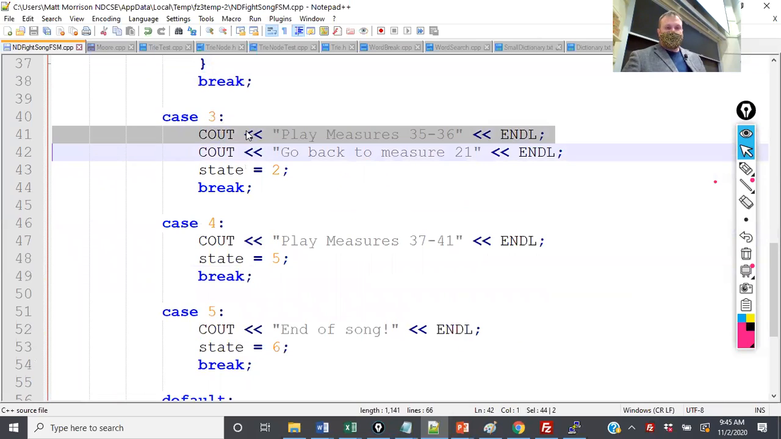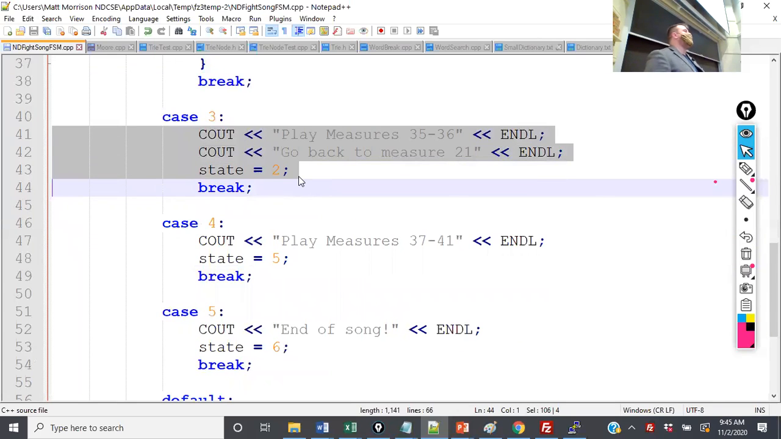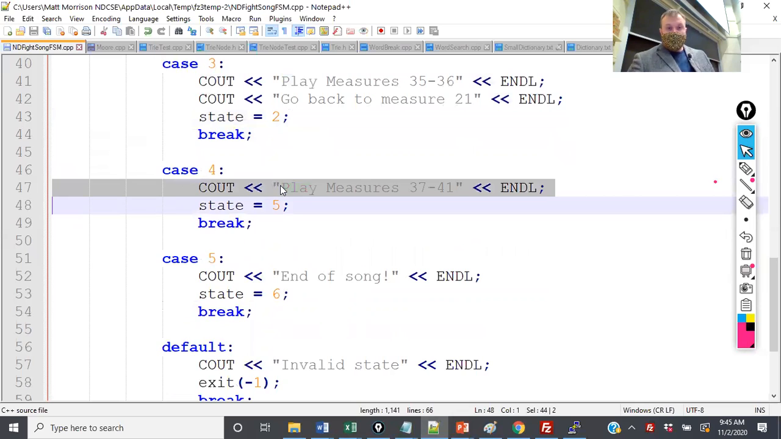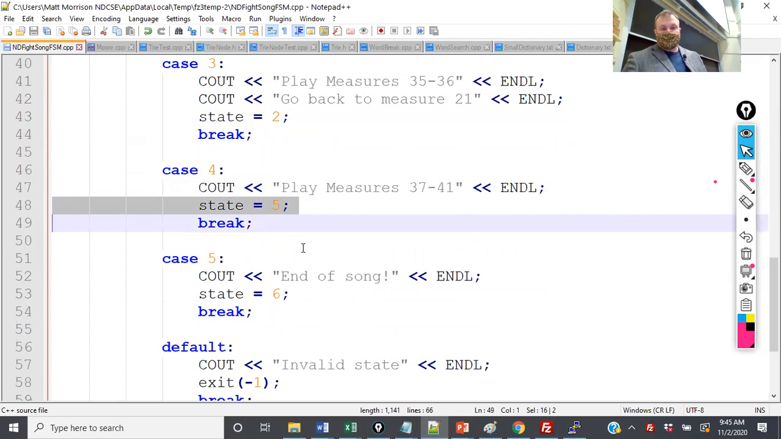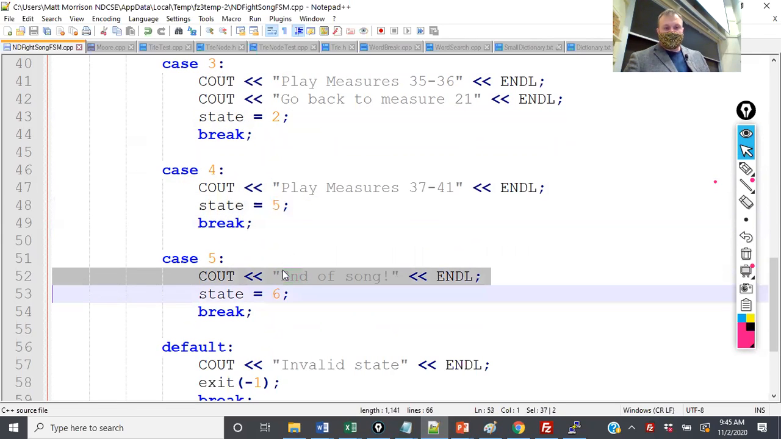At state 3, I say play measures 35 and 36 and go back to measure 21. And then I set the state equal to 2. Then case 4, I can play measures 37 through 41. I'd say state is equal to 5. And then case 5, I'd say end of song, state is equal to 6.